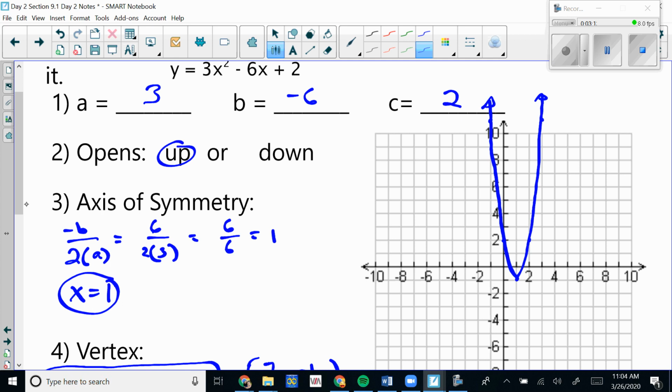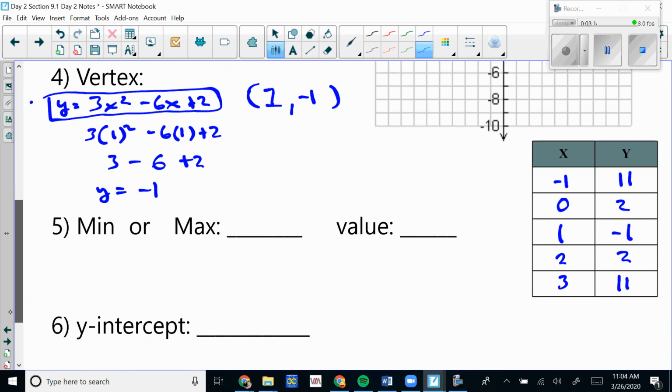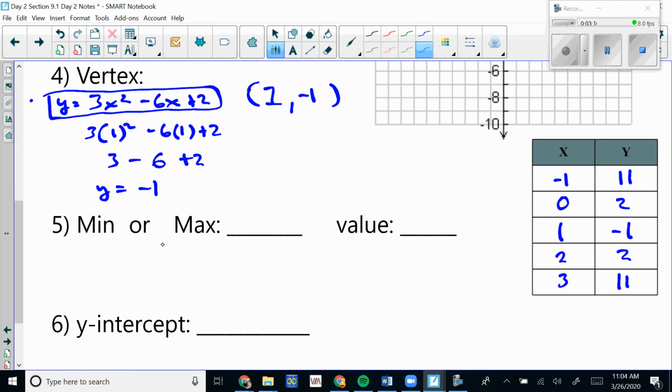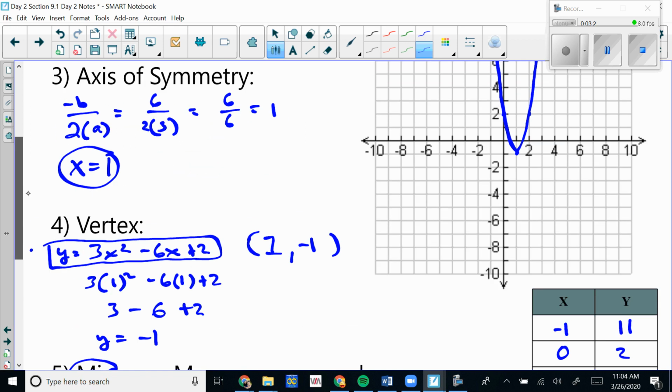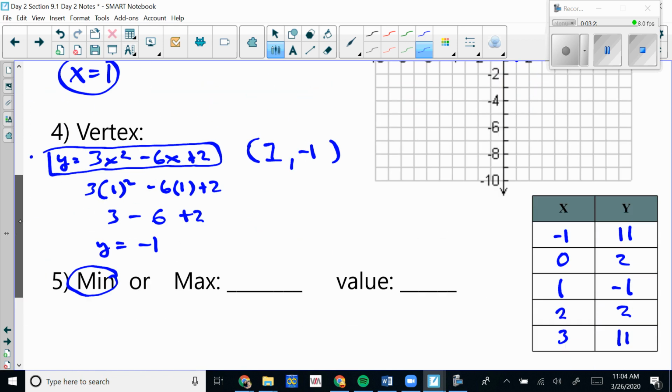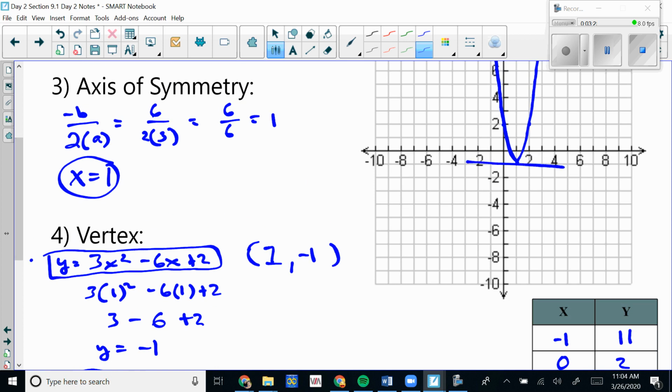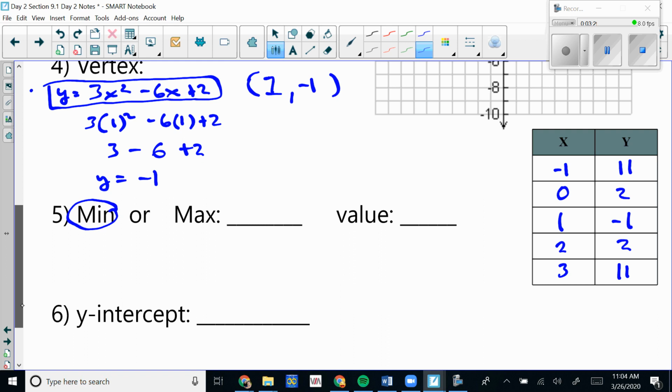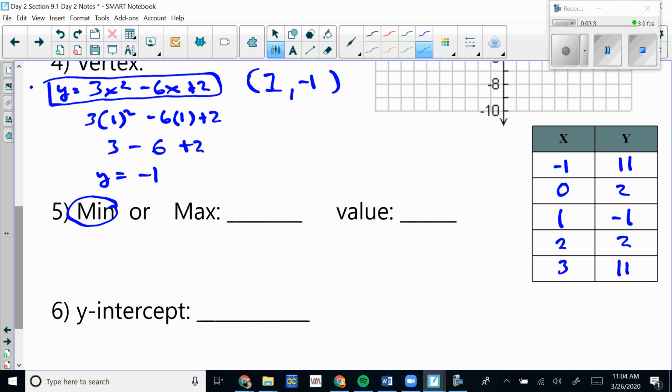All right, a couple other things we need to know. Does this one have a minimum or a maximum? This one has a minimum because it opens up. That's the vertex, right? No values get lower than right there. Since it goes forever upwards, there is no max. So I guess it wants us to write minimum. And then the value is going to be just our vertex, which was that 1, -1 point.